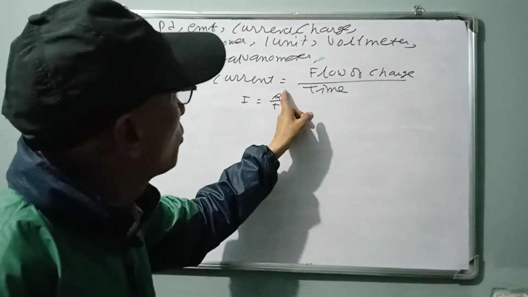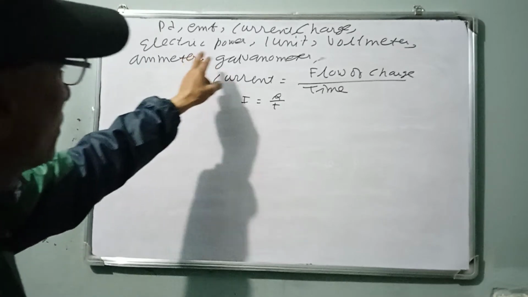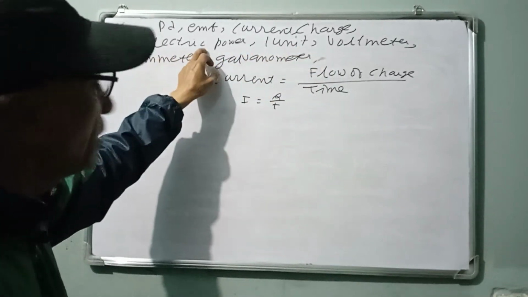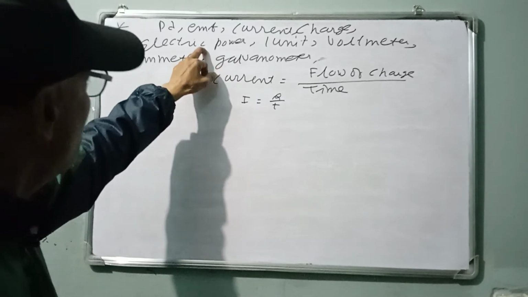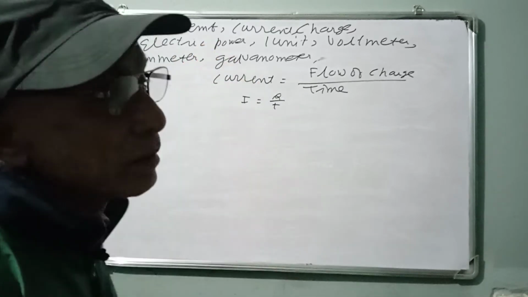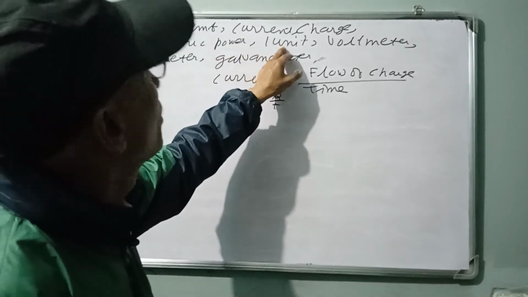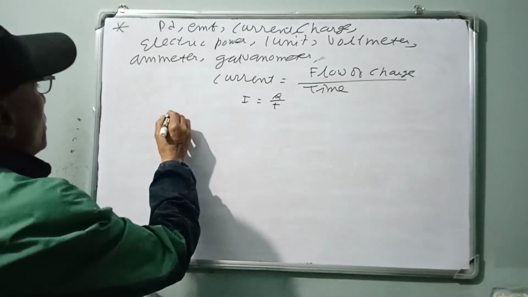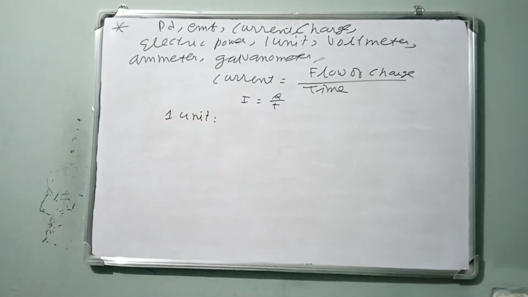Charge is measured in coulomb, time in second, current in ampere. Electric charge. Electric power is work done per unit time. Its SI unit is watt. Other units are kilowatt and megawatt. 1 unit, we always use, it is for a little bit higher level. What do you mean by 1 unit of electricity?